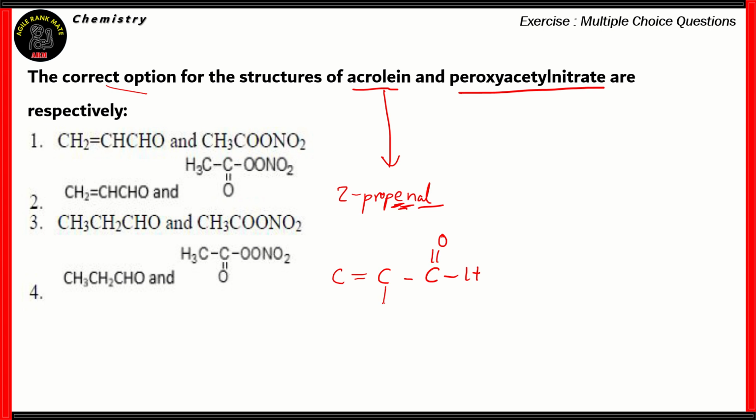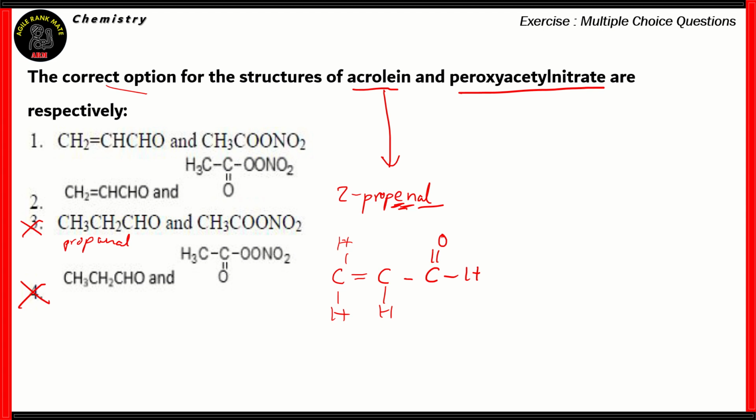So since there's a double bond, there's an H here, and then there's two H's here. So therefore, this is the structure of propenal. And if you look at the options, you can see that options 1 and 2 both have the correct structure for propenal. Now that means options 3 and 4 are incorrect, because over here the structure that they show is propanal, which is an alkane. Here it's an alkene, which is converted into an aldehyde.